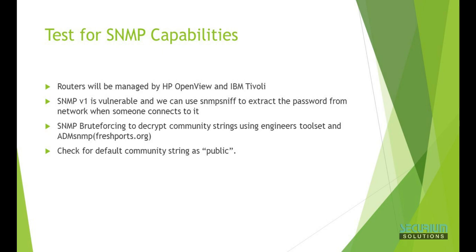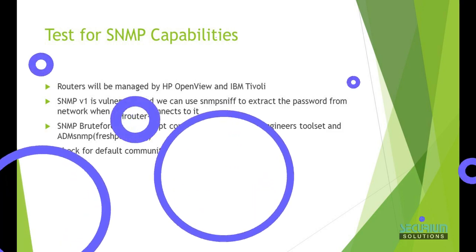Why? Most of the routers are being managed by SNMP. So we have several clients also, like HP OpenView and IBM Tivoli, to manage routers. And we all know SNMP version 1 is vulnerable, and we can use an SNMP sniffer to sniff out the passwords in plain text. And you can use SNMP brute forcing techniques to decrypt the community strings, and you can track the default community string public in most of the routers where they are using SNMP version 1. Okay, and we have SNMP capabilities, and then we have finger services.